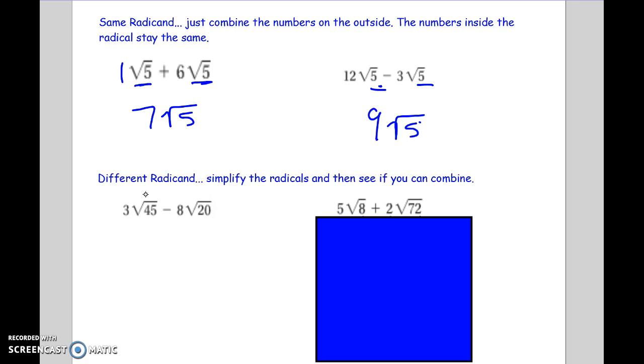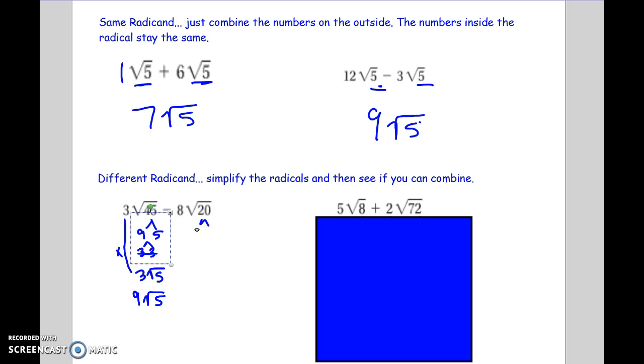Now look at this one. The one over here, they don't have the same radicals. But they can be broken down. So the first thing I want to do is break them down as much as I can. So I have 9 times 5, 3 times 3. So here's my pair, which is 3 radical 5. Since there was already a 3 on the outside, I have to multiply those together. So that gives me 9 radical 5.